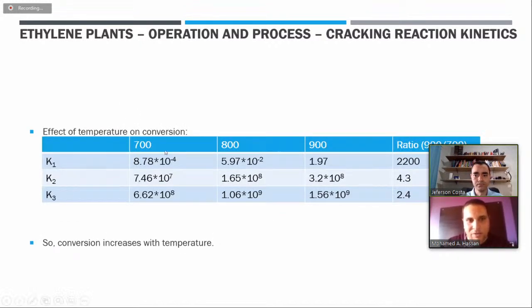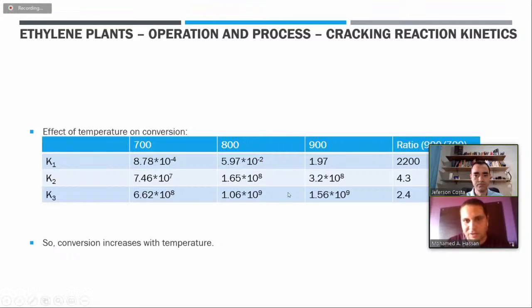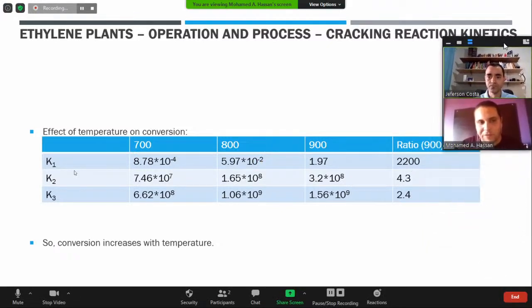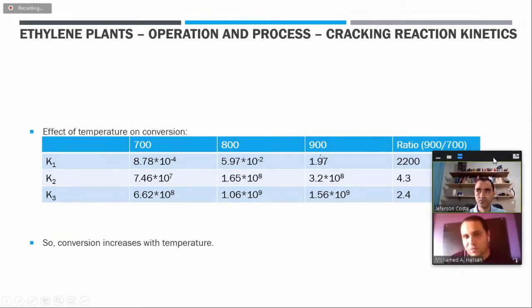Here, I calculated the reaction rate constant for the first reaction and for the second reaction and for the same reaction at 700, 800, and 900 degrees Celsius, and we will figure the ratio. For the first, second, and third reactions, we find that the ratio increased much more from 700 to 900. So it means that the conversion would increase with increasing temperature.